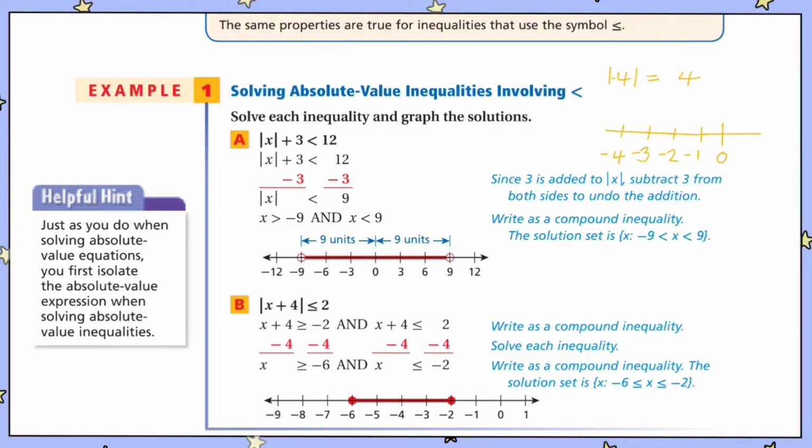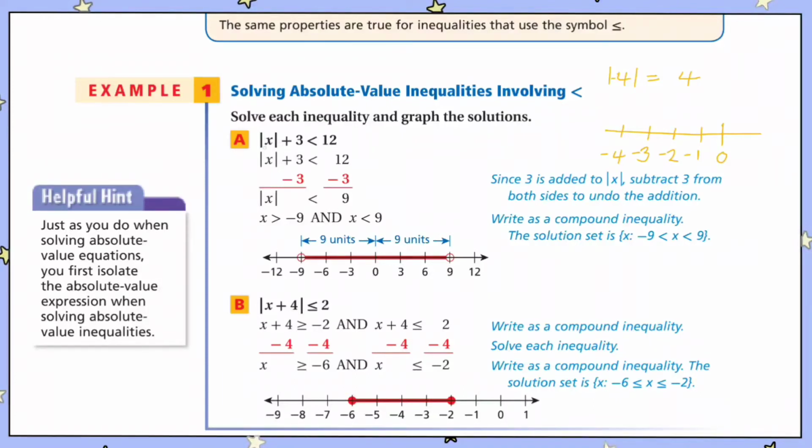Right? Whenever we're solving inequalities that have absolute values in them, what we want to do, for example, with A here, what we want to do, first of all, is to get all the numbers that do not have absolute value signs around them together on one side of the inequality. To do that, we see here that we need to subtract 3.